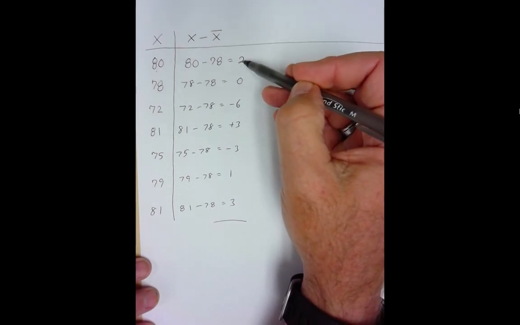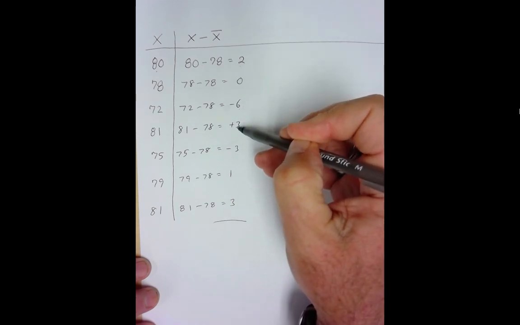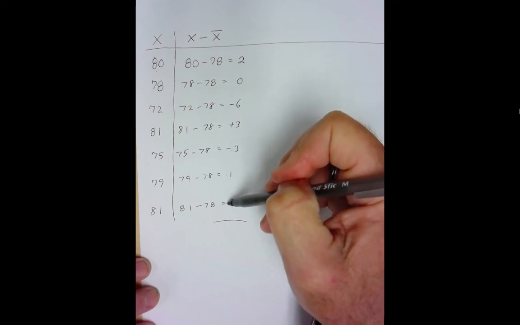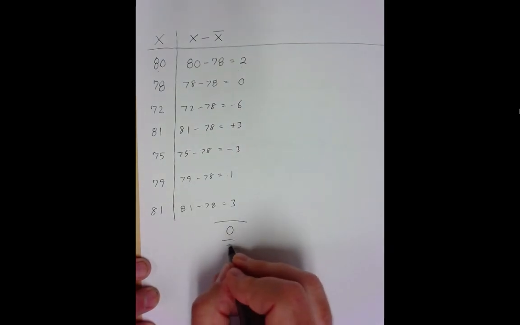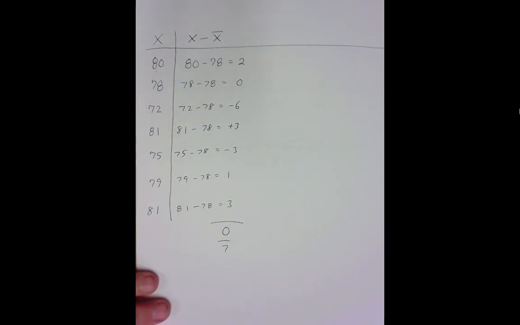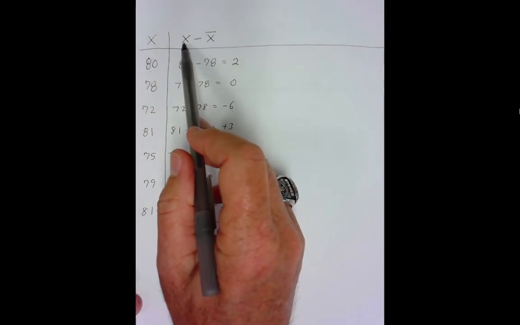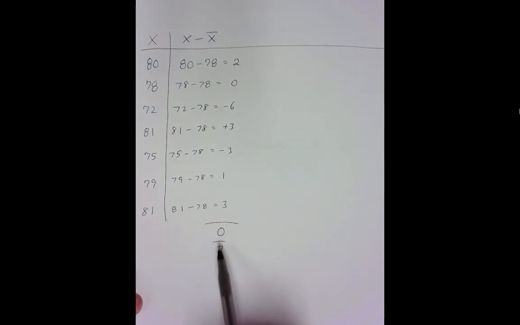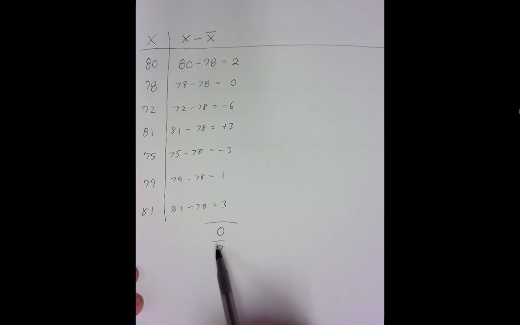So 2 minus 6 is negative 4, plus 3 is negative 1, negative 4, plus 4 is 0. Well, 0 divided by 7 tells us squat nothing. And that's what they found. They found an interesting fact that anytime you sum up these deviations from the mean, you will always get 0, and dividing 0 by the number of data that you have gives you squat nothing.